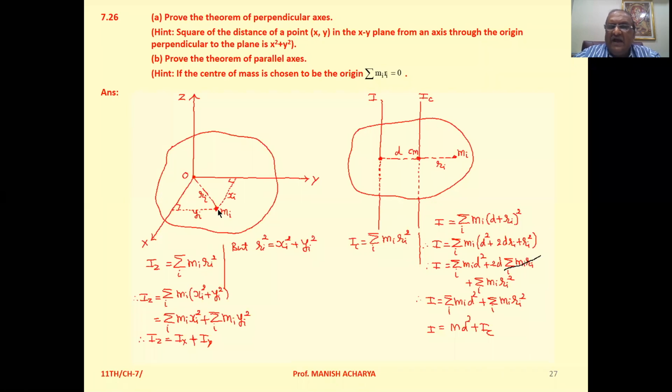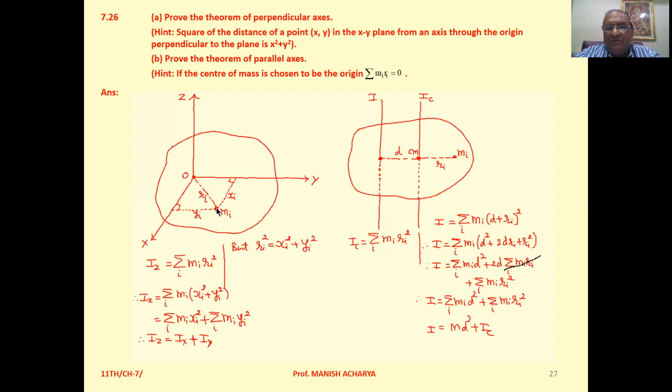Suppose we consider any ith particle having mass mi, which is at a perpendicular distance ri from the z-axis. Then we can write its moment of inertia with respect to the z-axis as mi ri square. Suppose the body is made of a large number of such constituent particles. Then for each one we calculate the moment of inertia, and if we take the summation of all those, then Iz, the resultant moment of inertia of the body with respect to the z-axis, is sigma i mi ri square.